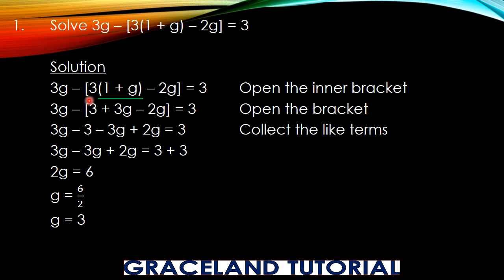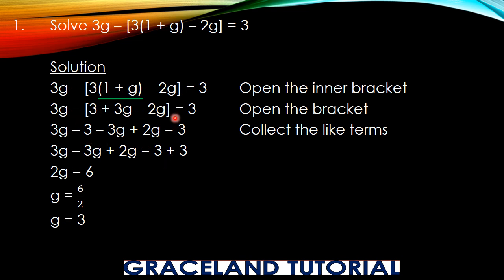Now, let's open the outside bracket. We have 3g. To open the outside bracket, multiply everything you have in the bracket by the minus outside the bracket. So minus times 3, we give minus 3. Minus times plus 3g, we give minus 3g. Minus times minus 2g, we give plus 2g, which is equal to 3. Collect the like terms. 3g minus 3g plus 2g will be equal to this 3.